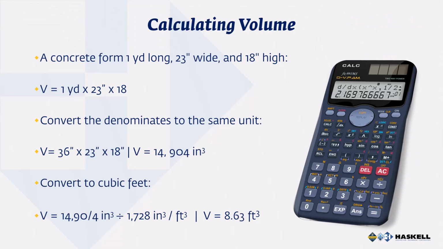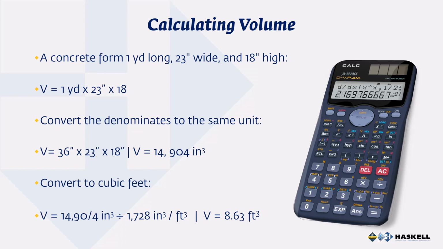Let's take a concrete form that is 1 yard long, 23 inches wide, and 18 inches high. Now, we need to figure out the volume of the form, but in good old cubic feet. Here's how we tackle it. Start with the formula. Volume equals 1 yard multiplied by 23 inches multiplied by 18 inches. To get an accurate volume, we've got to have all the measurements in the same units, so convert everything to inches. Since we know that 1 yard equals 36 inches, we can rewrite the formula like this. Volume equals 36 inches by 23 inches by 18 inches.